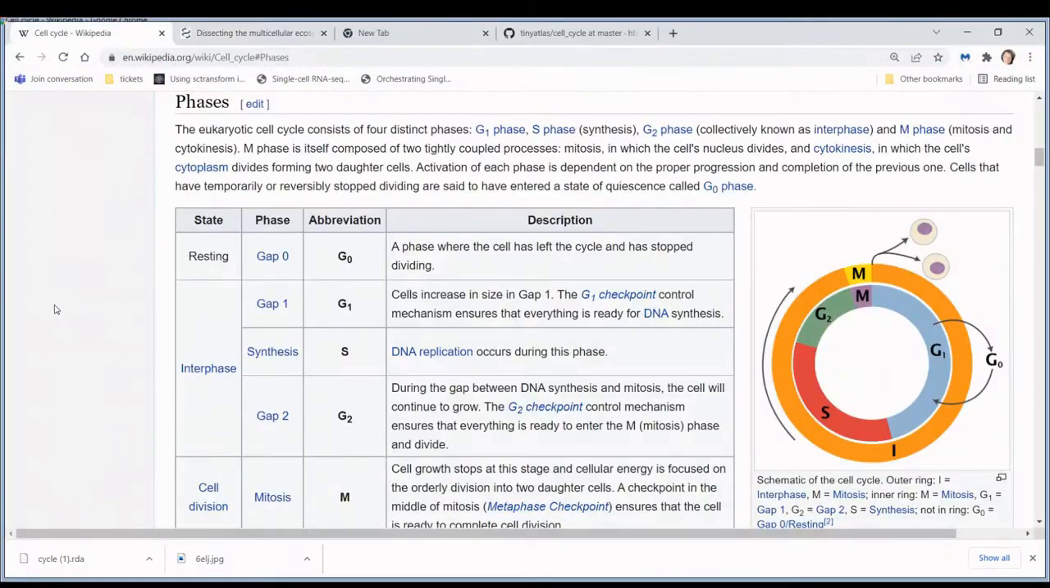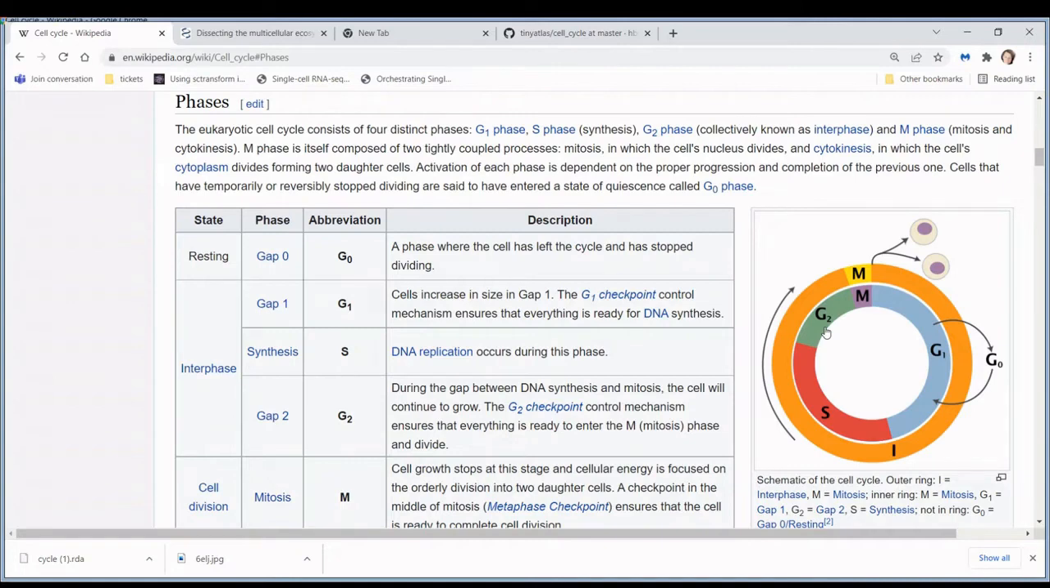So as you can see, cells go through a circular process that's called the cell cycle, and in that cell cycle you have different phases. You have the G1 phase, you have the S phase, and you have the G2 and M phase of the cell cycle. And when cells are in different phases of the cell cycle, they will express a different set of genes. So gene expression depends on the cell cycle phase a cell is in.